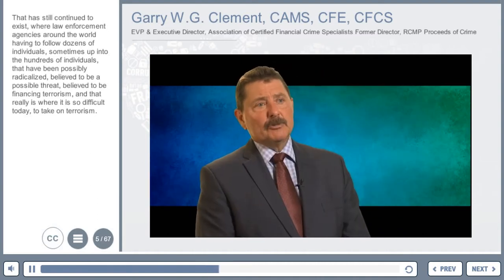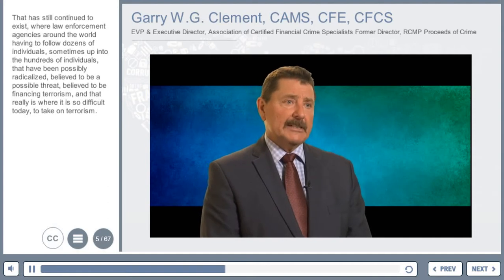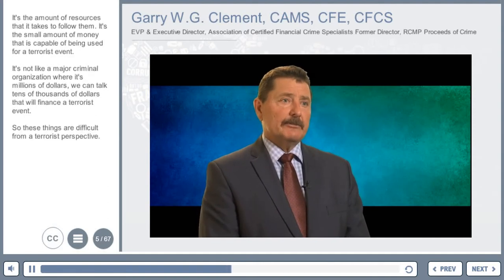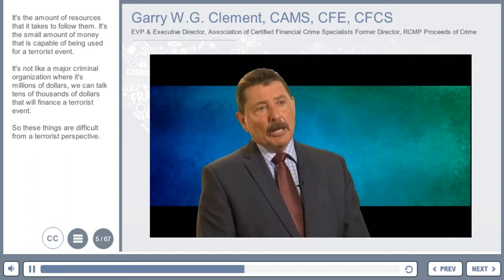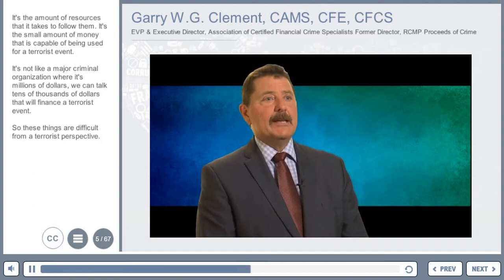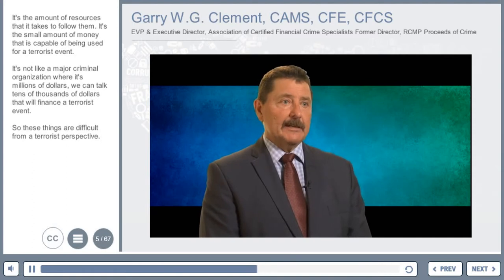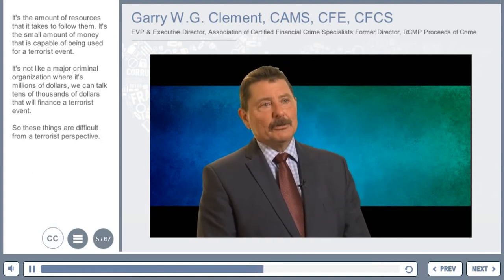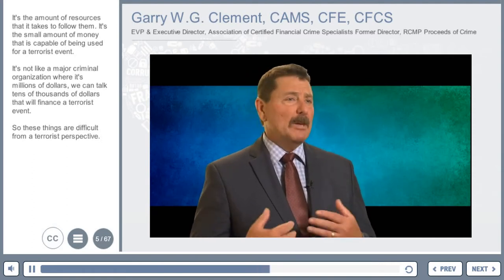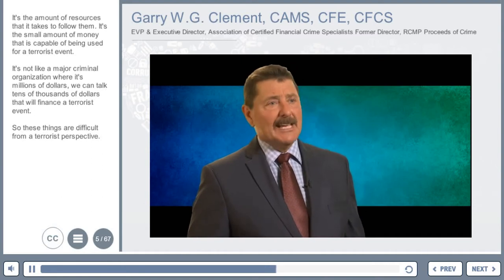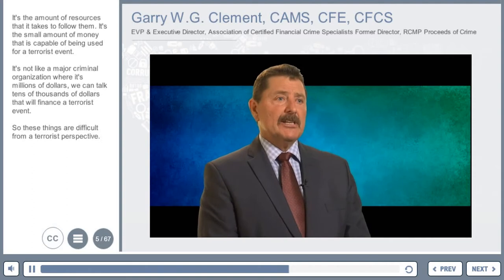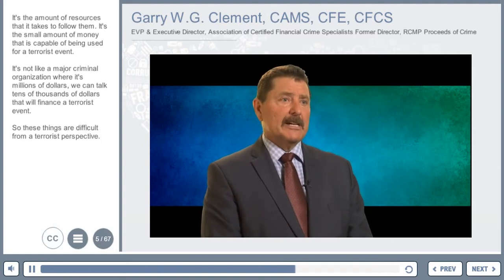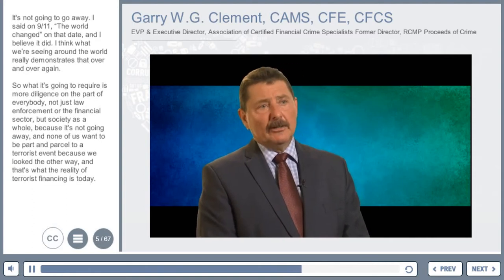And that really is where it is so difficult today to take on terrorism. It's the amount of resources that it takes to follow them. It's the small amounts of money that is capable of being used for a terrorist event. It's not like a major criminal organization where it's millions of dollars. We can talk tens of thousands of dollars that will finance a terrorist event. So these things are difficult from a terrorist perspective. It's not going to go away.